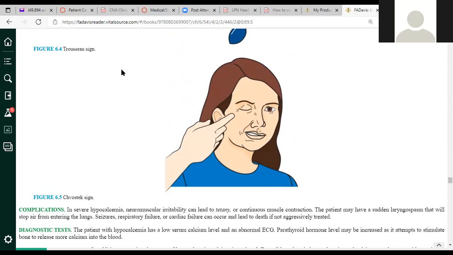So with the Chvostek sign, I know that starts with a C, and the cheek starts with a C. So if an NCLEX question was to say the physician is tapping on the patient's cheek, what is this test called? I'm gonna kind of think of that C for cheek for Chvostek sign.